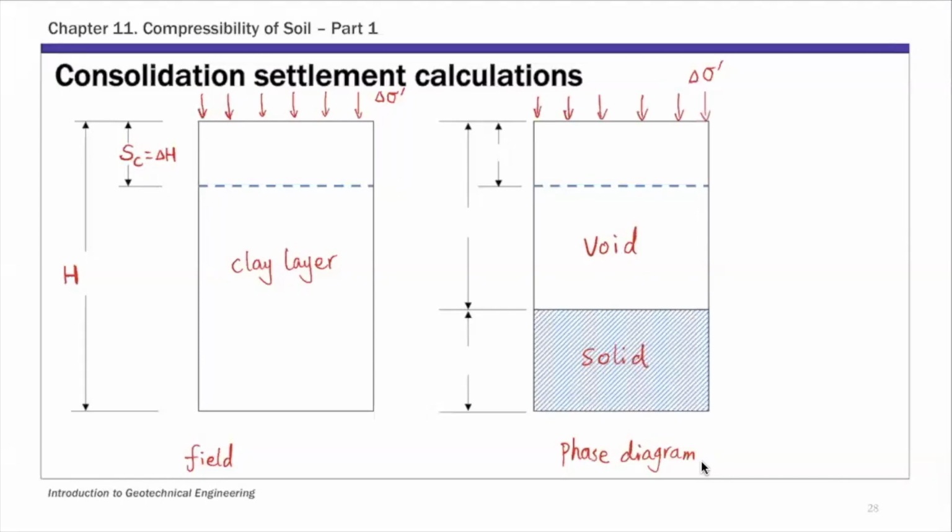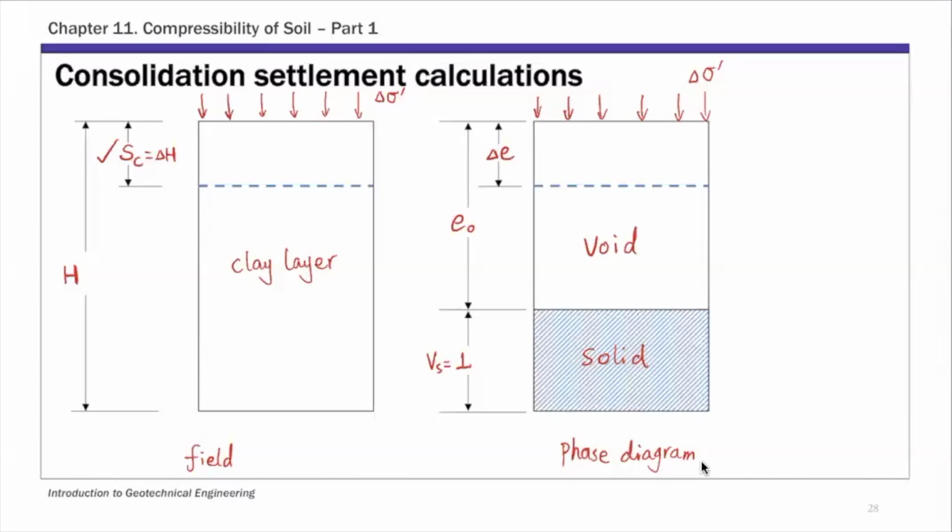So in the phase diagram, I'm going to assume the volume of the solid is 1, so Vs. And then the void ratio, I'm going to call the initial void ratio e0. So that's a void ratio before you're putting any loads on top. And then the change in void ratio, we call delta e here. So that's a phase diagram. And our goal is this SC value, the settlement due to primary consolidation.